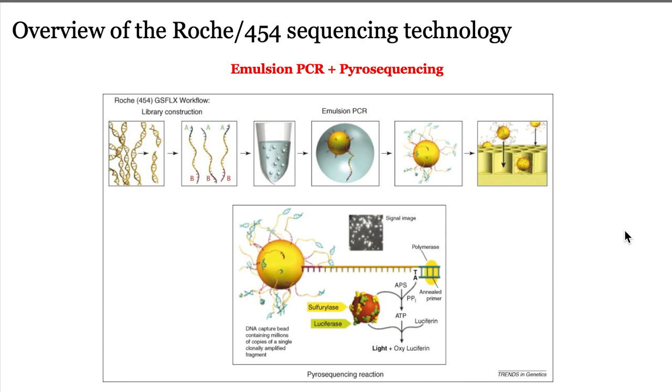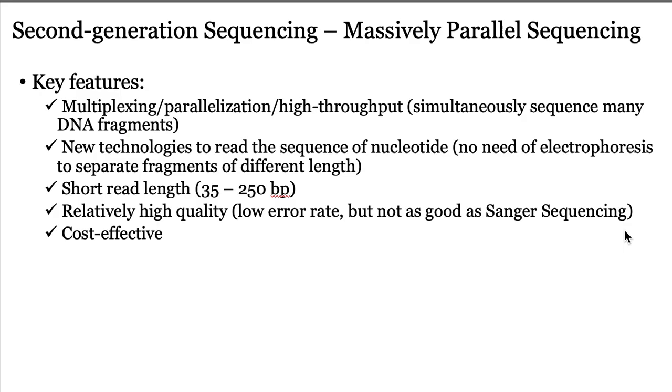So we talked about the parallelization feature of the new sequencing technologies, and another major feature of second generation sequencing technology is that the read from those machines is usually very short. When it first started, it was only 35 base pairs. Now it has improved to 250 base pairs. But compared to Sanger sequencing at 800 base pairs, this is short.